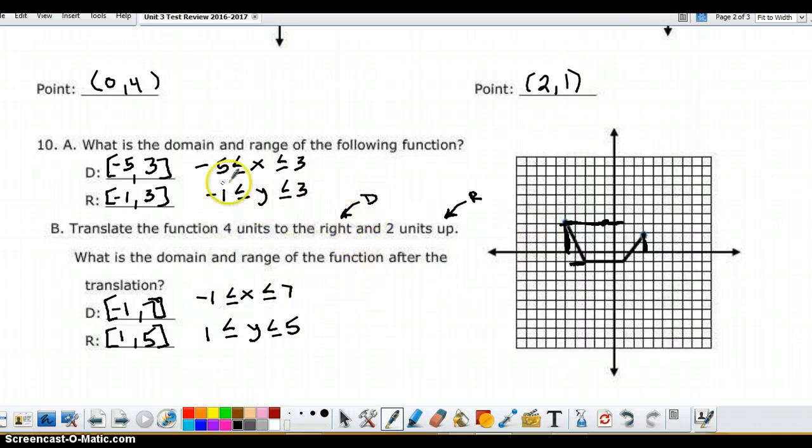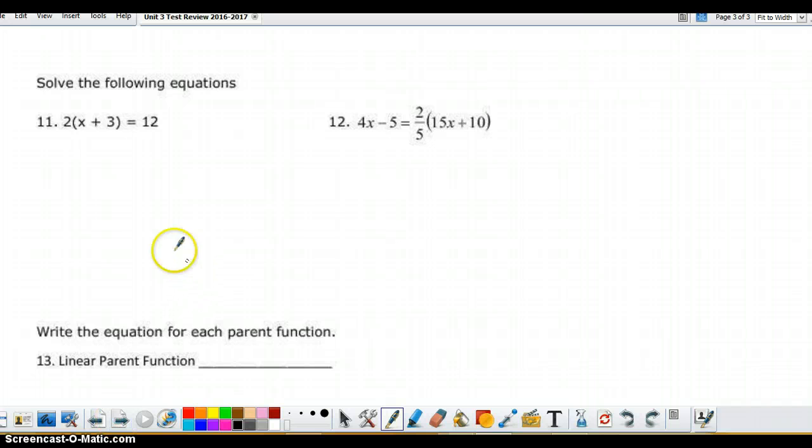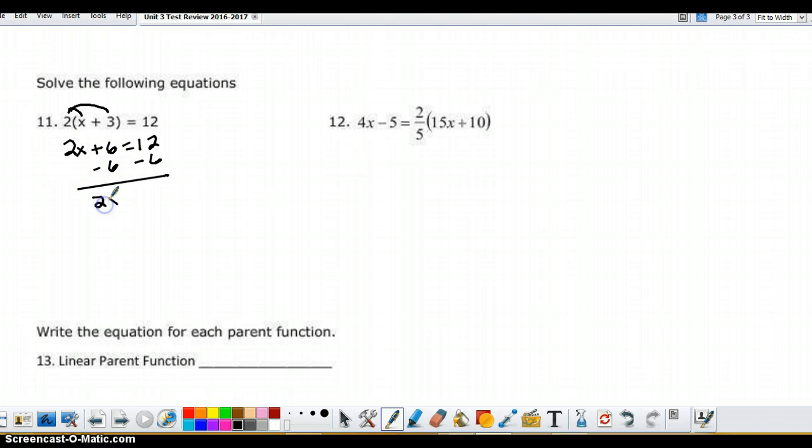Make sure that you're understanding domain and range. Right and left affects domain, up or down affects range. Alright, solving equations. Honestly, you guys should be able to do these, but let's go over real quick. So 2 times x is 2x, 2 times 3 is 6, equals 12. Subtract 6, you get 2x equals 6, divide by 2, and x is equal to 3.